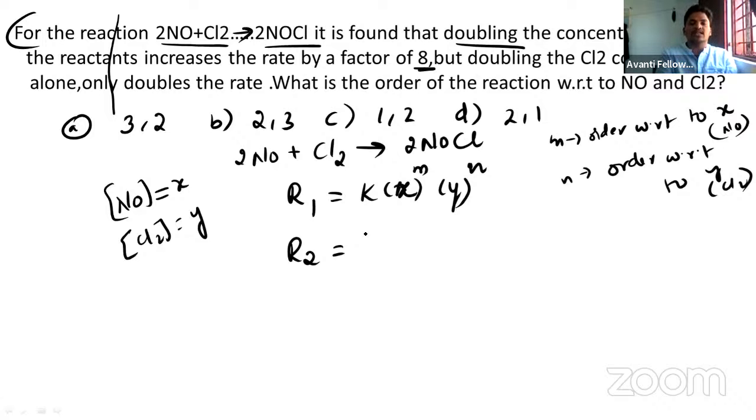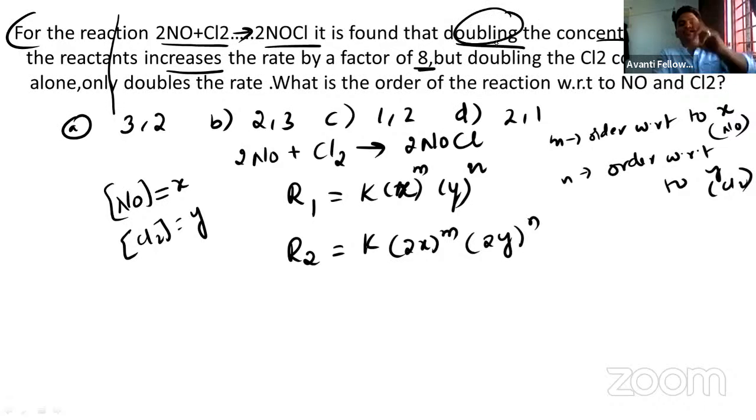So we can clearly say R2 is K into 2X whole power m into 2Y whole power n. Sir, why have you written 2X and 2Y? He himself said that the concentration of both the reactants increases. How much did it increase? Doubling. So the concentration is doubled. The rate is increased by a factor of 8. We can clearly say that R2 by R1 is nothing but 8. The rate is increased by 8.